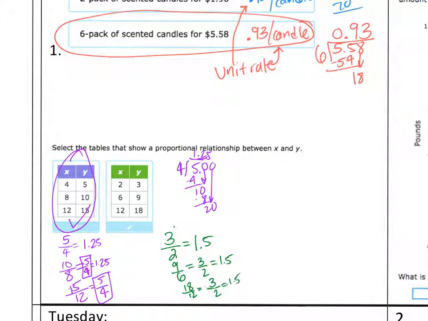And lo and behold, that one is also proportional. So they are both proportional. So I would circle both, or I'd select both. If I'm on IXL, I would click on both of those, and then I'd click go or check, and that's the right solution. So they're both proportional.